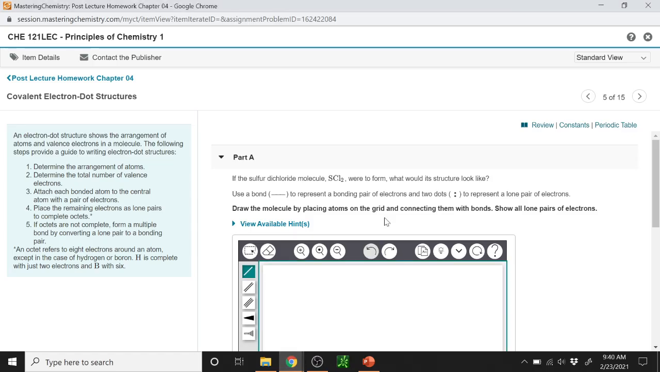Okay, so we're going to be looking at this problem here and doing one of these problems where we put in a chemical structure.